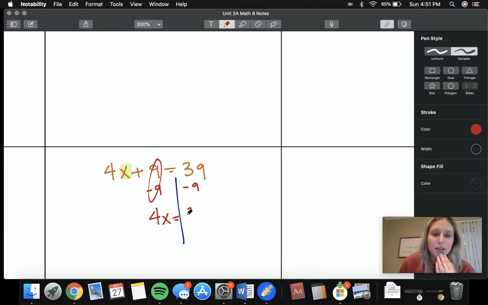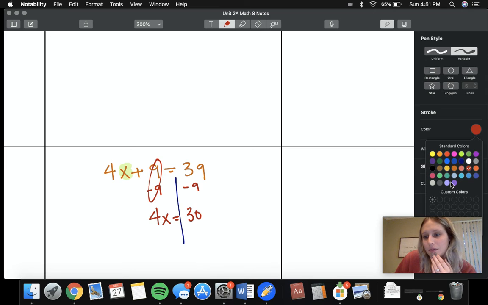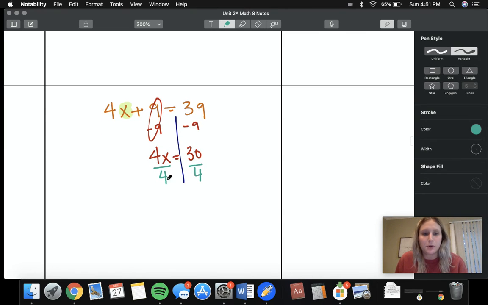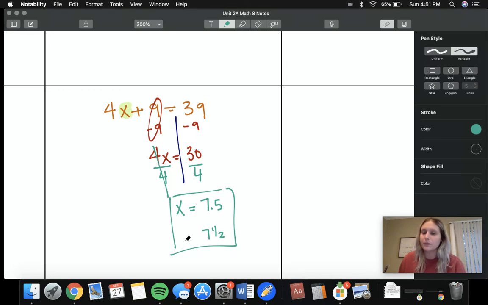39 minus 9 would be 30. From there, we have 4x's. We only want 1x, so we are going to divide those 4x's into 4s. 4 divided by 4 is a 1. And then 30 divided by 4 would equal 7.5 or 7 and a half, whichever you prefer.